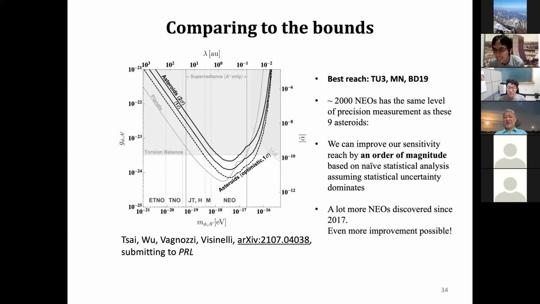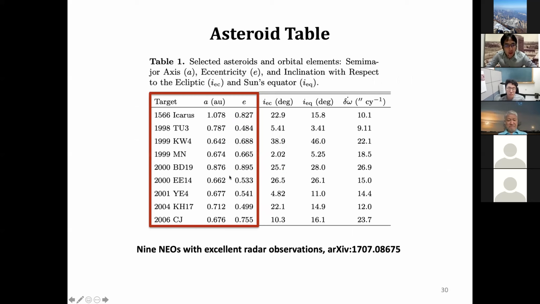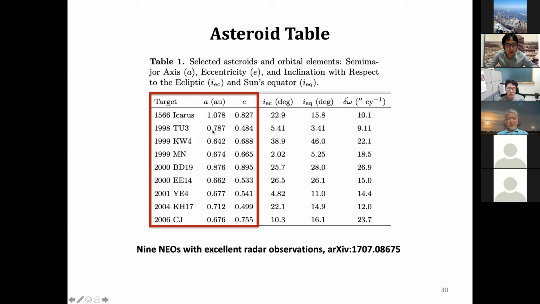Hello. Thank you very much for a nice talk. In this plot, the most sensitive value for M pi corresponds to around 0.8 AU in terms of the compton wavelength. It's roughly the distance of about 1 AU, right? Is there some simple reason for that? This basically corresponds to this one, because the A is around this regime. So the best precision is determined by this TU3, which is the best measured asteroid. Okay, I see. That's why it's around that mass.